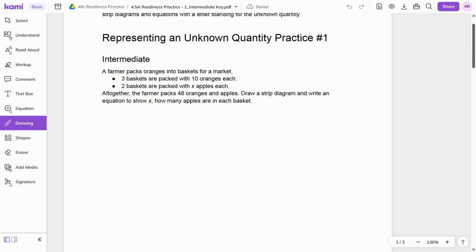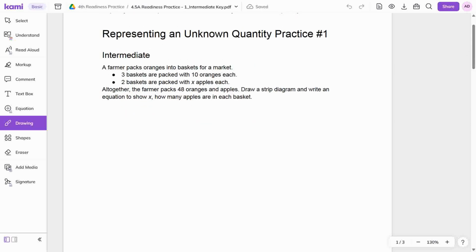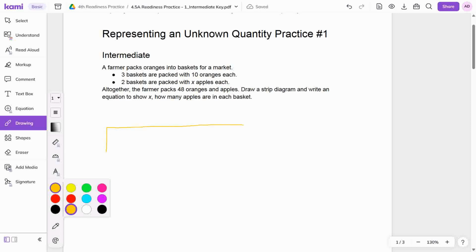So we have a pretty basic setup here with a farmer packing oranges into baskets. So let's draw what we have here. 3 baskets packed with 10 oranges each. All right, so let's make those orange. And I'm just going to draw a strip diagram here because I'm going to need to draw a strip diagram as part of my solution. So I'm going to make 3 baskets, 10 oranges each.